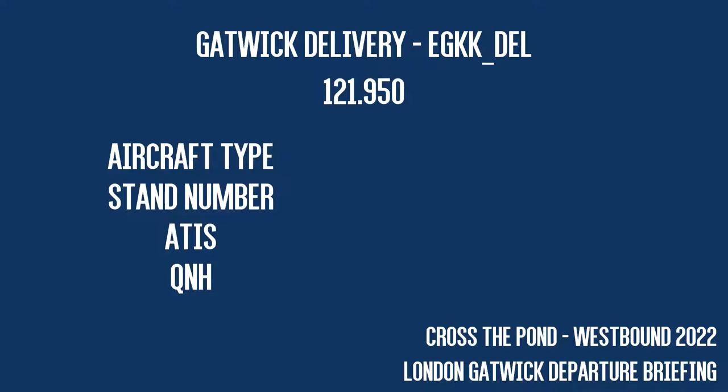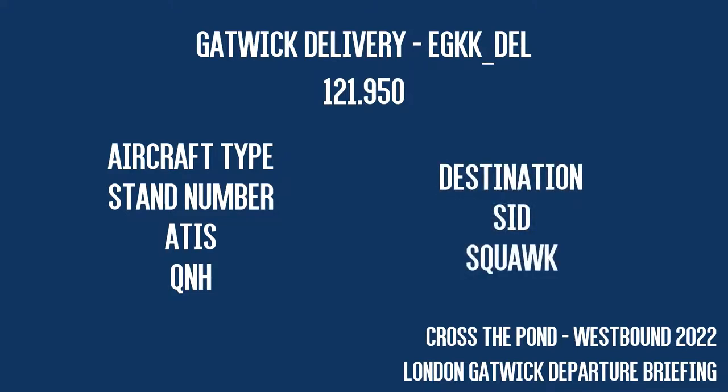Clearance is in the standard European format: destination, SID, squawk. For example, Speedbird 60 Tango cleared to Atlanta, Northmar 1X-ray departure, squawk 3413. The controller will not state the runway or initial altitude in the clearance.